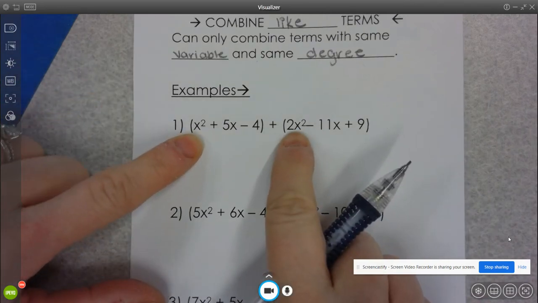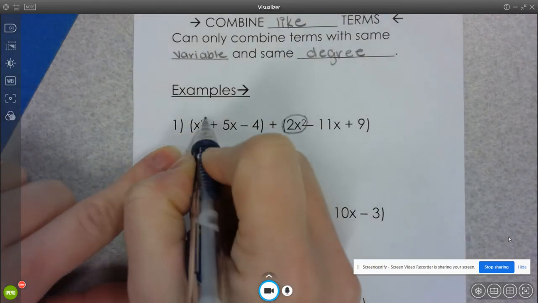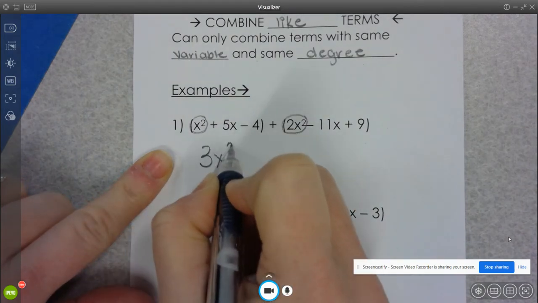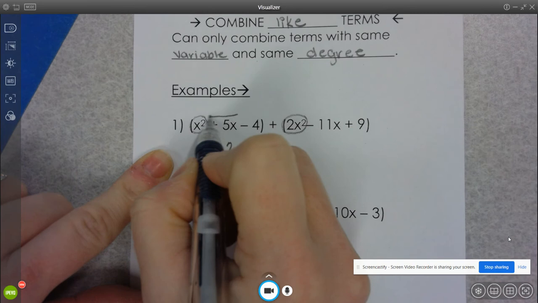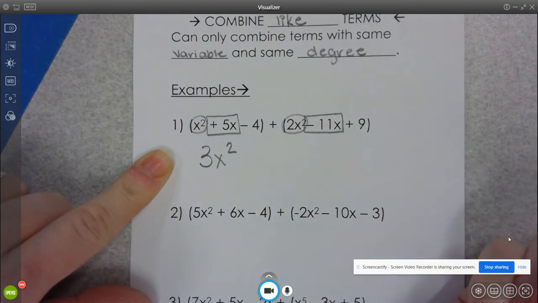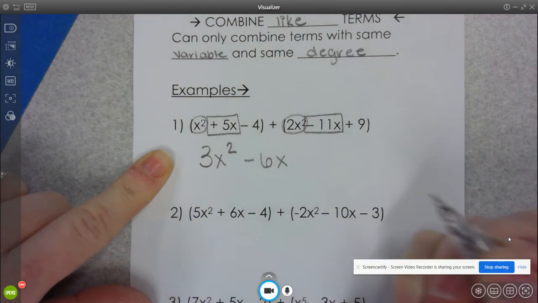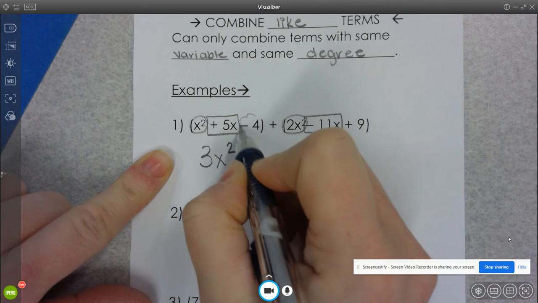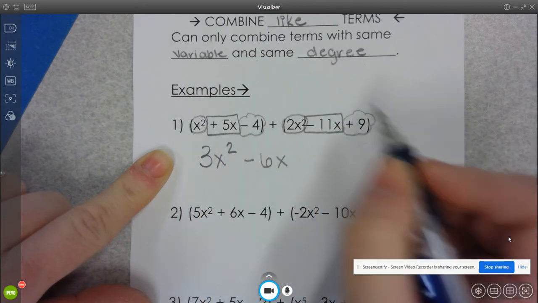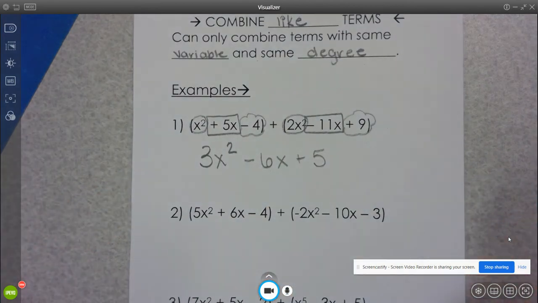So 2x squared and x squared, those are like terms that I'm going to put together. So that would be 3x squared. They have a positive 5x and a negative 11x. Combining those together is going to give me negative 6x. And then last but not least, I have my constant terms. Negative 4 plus 9 is going to give me a positive 5.